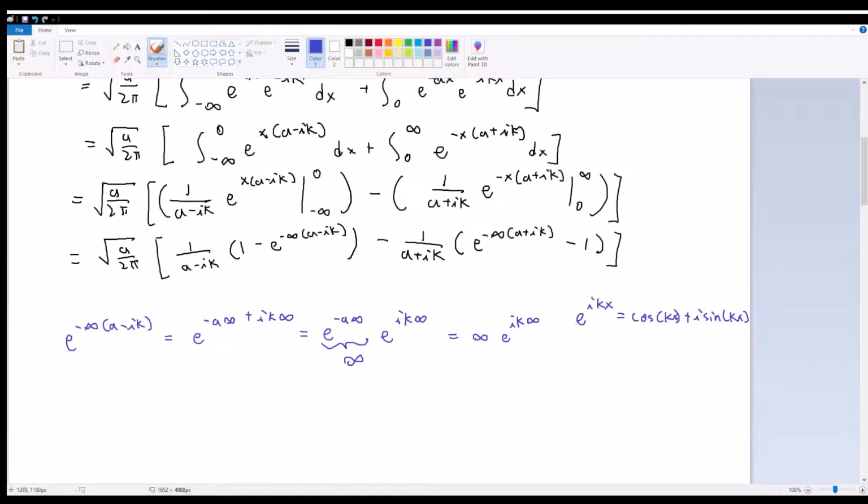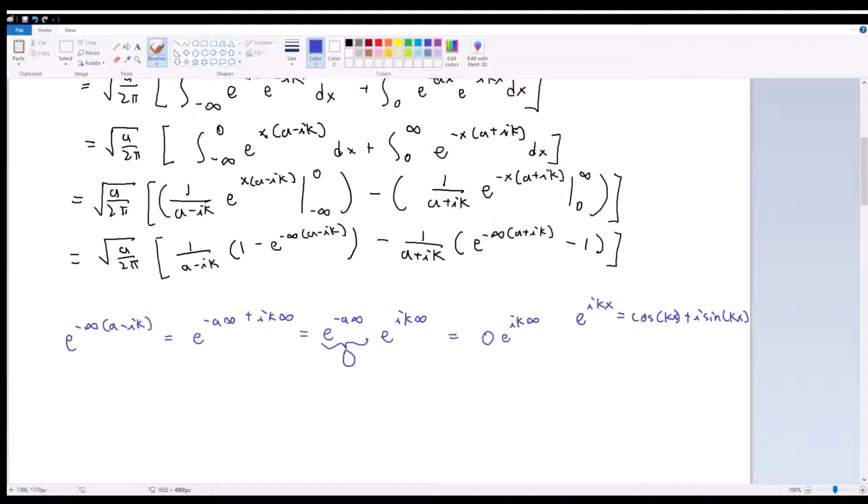Sorry, my apologies. This is not infinity. This is 0, because it's 1 over e to the infinity. So that's just 1 over infinity, which is 0. So this is equal to 0 times e to the ik infinity.